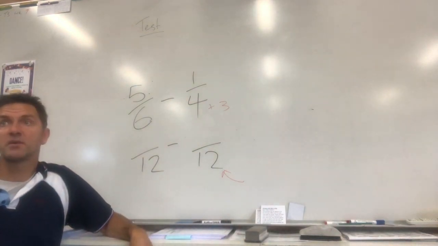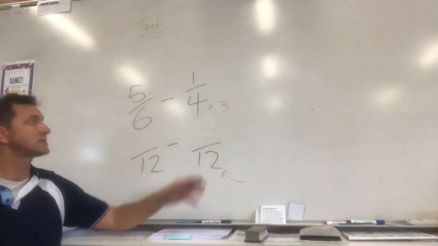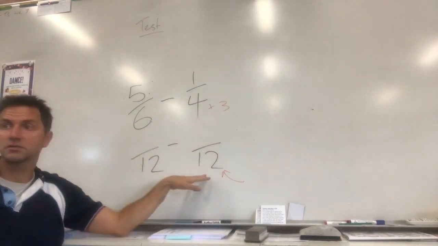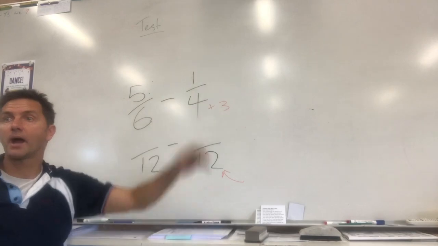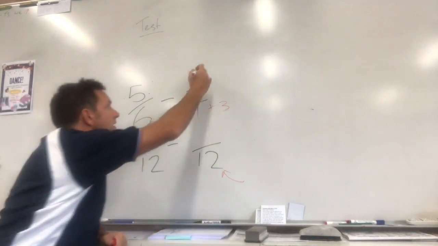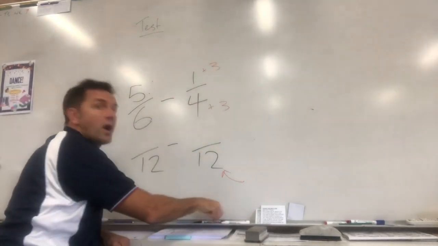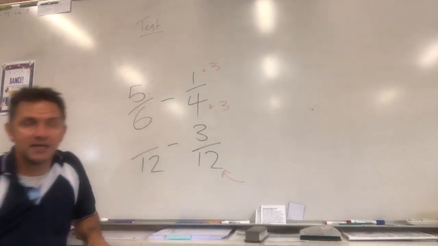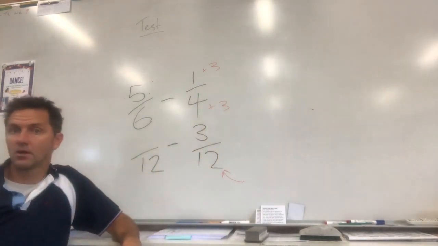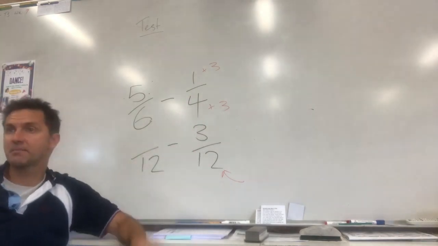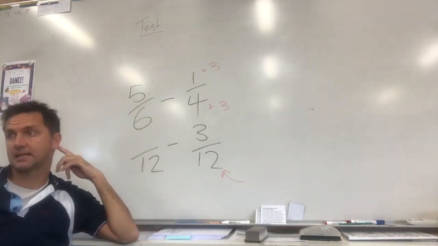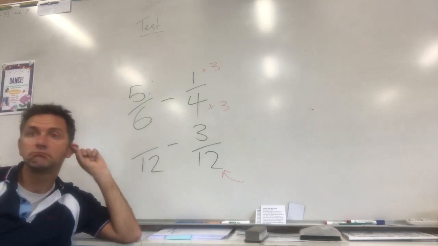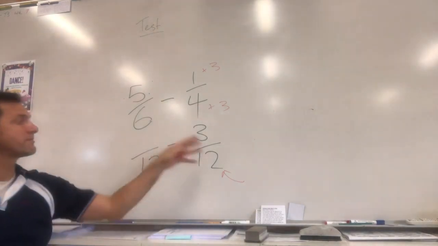Right. So if we times the bottom by 3 to make it into 12s, what have we got to times the top by? 3. So 1 times 3 equals what? 3. So 1/4 equals 3/12. It's the same. It's the same amount of pie, the same amount of pizza, the same amount of $1 billion. It's the same. Right? So we've done that.